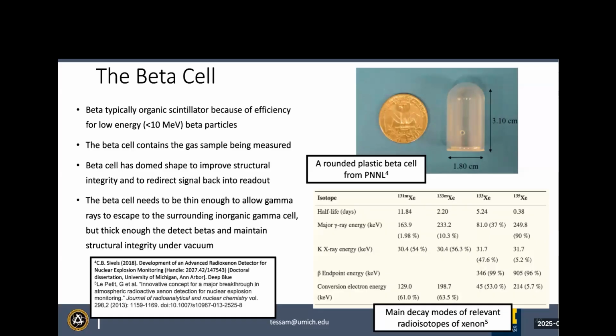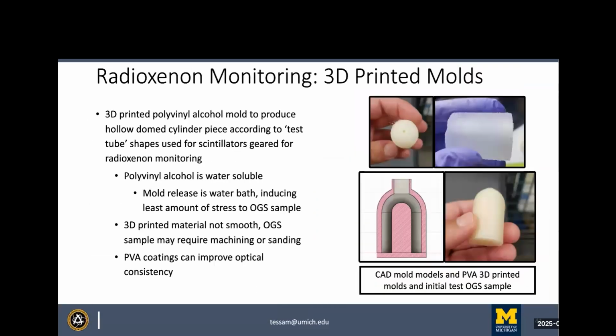These usually have a domed shape to improve their structural integrity and redirect the signal back into the readout. They also need to be thin enough to allow gamma rays to escape into the surrounding inorganic gamma cell, usually a sodium iodide, yet thick enough to still detect betas and maintain their structural integrity under vacuum. On the top right, you can see a picture of the beta cell approximately to scale, and on the bottom right is just a chart of the various modes of decay of radioxenon that we would be looking at.